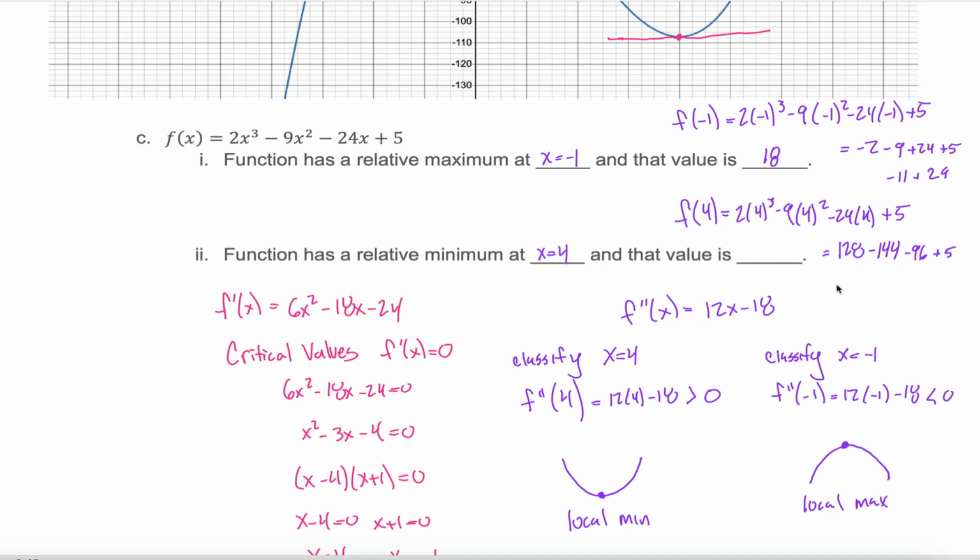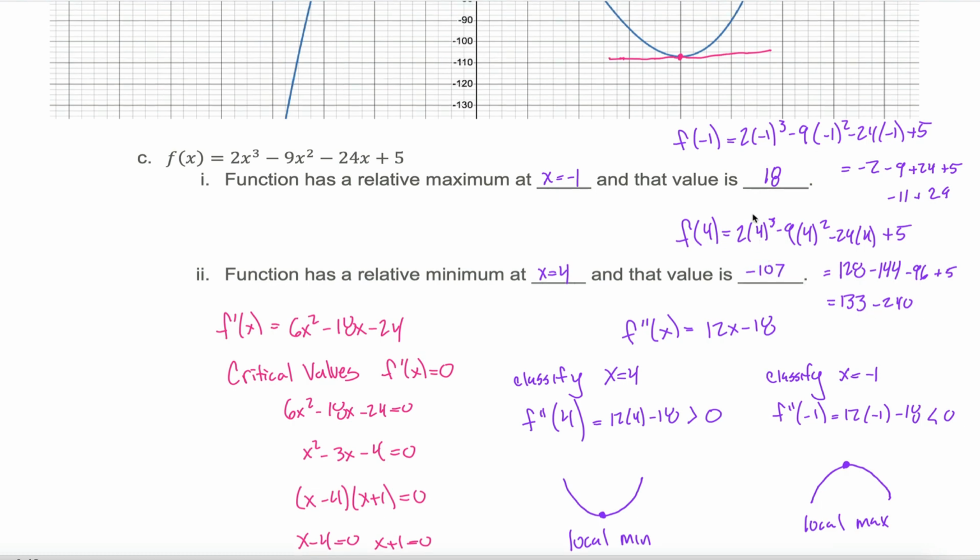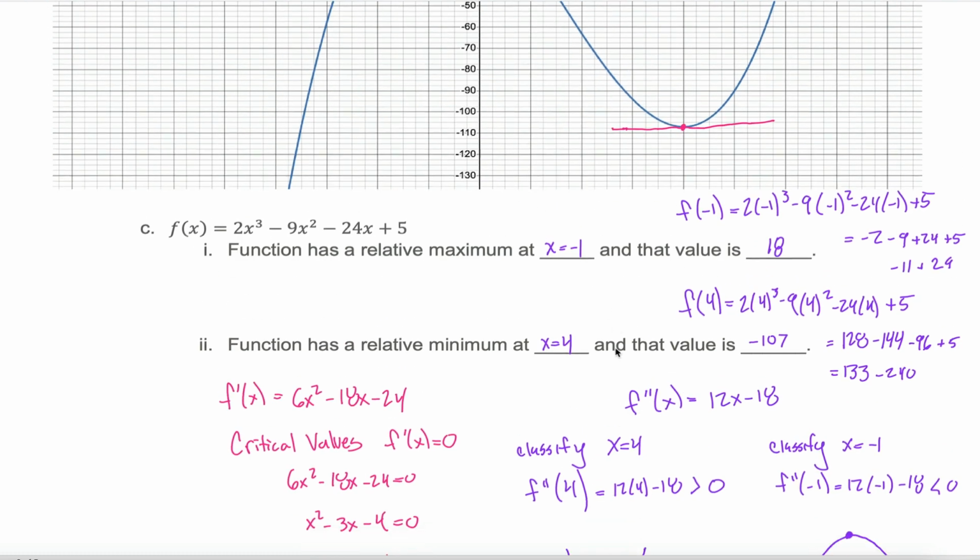Anyways, I got 128 and I have 5, so I have 133 on the positive side, and I got -144 and -96, so I have -240 on the negative side. Oh, I was so close. It looks like I get -107 here, not the -108 that I predicted.